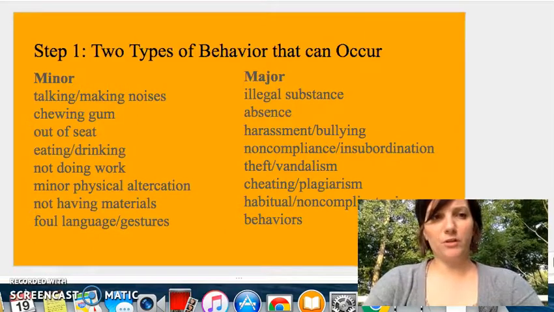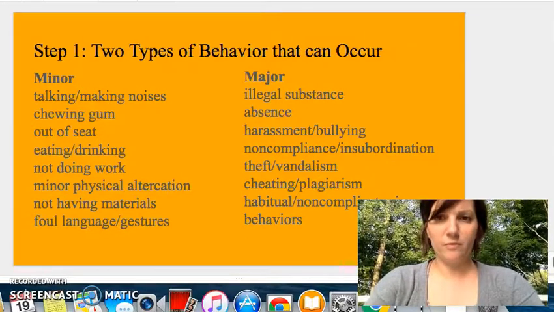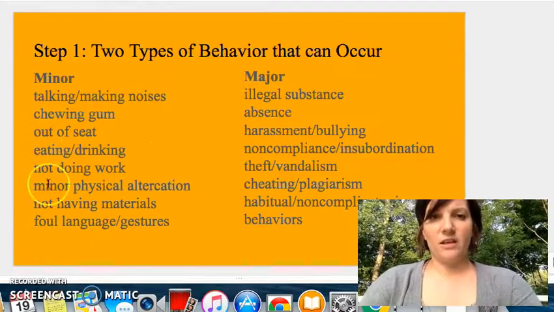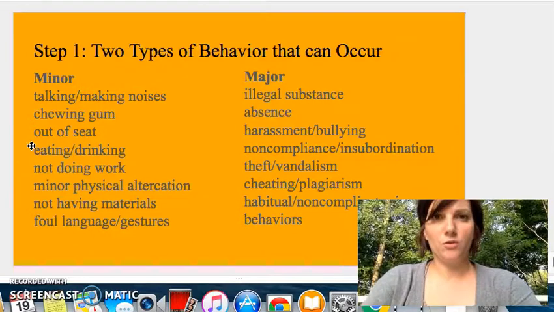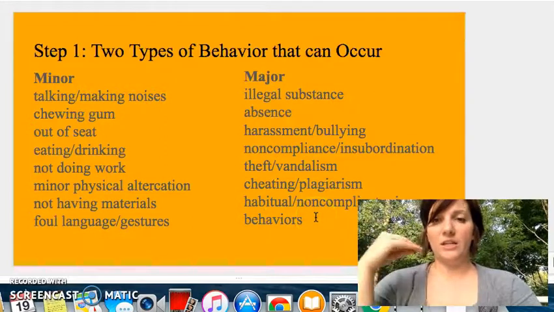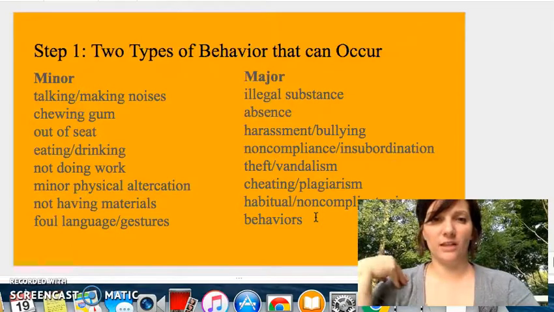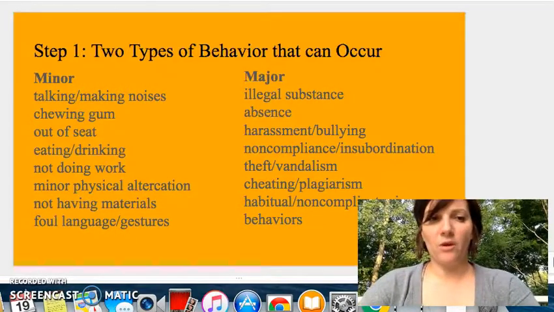Major behaviors are going to be the more obvious things: illegal substances, habitual truant absences, harassment and bullying, noncompliance and insubordination, theft and vandalism, cheating and plagiarism. Now there are times when minor behaviors get to be so much that they're distracting students or they're habitual, and so they are considered a major behavior. That's when we need to either send a student to the office if it has to be, or if it doesn't have to be, we still should let the admin know, and that's going to be through the next step. I hope that helps. Let me know if you have any questions.